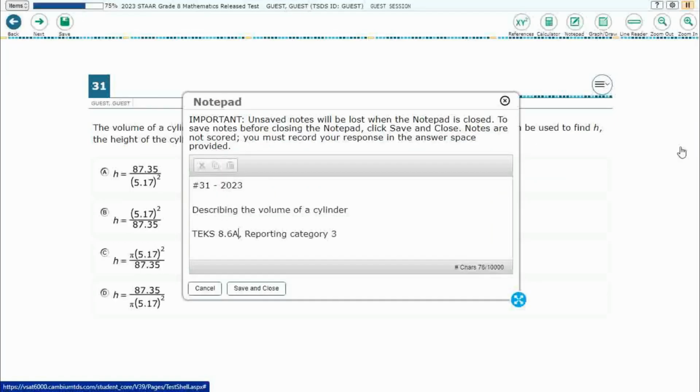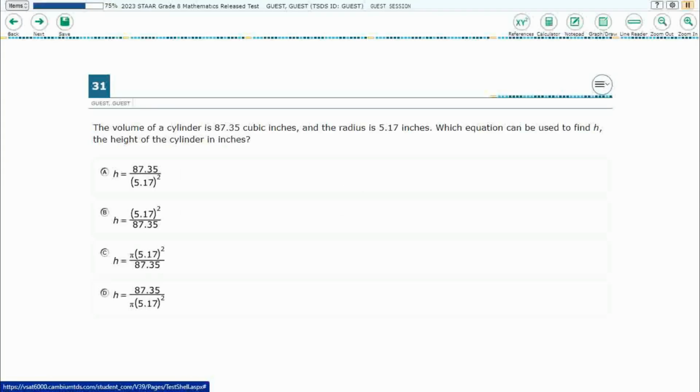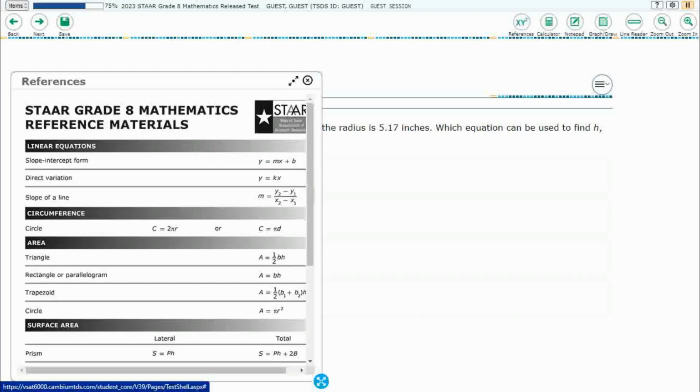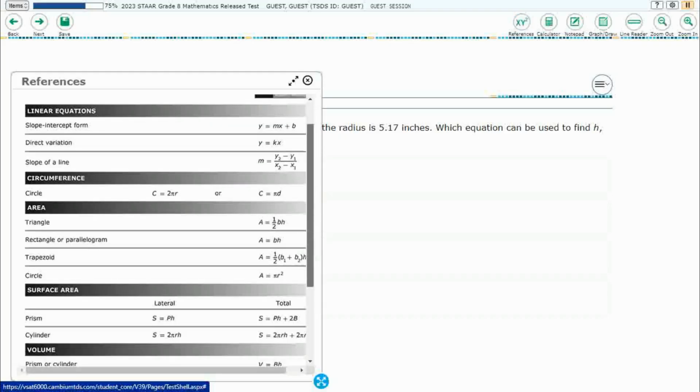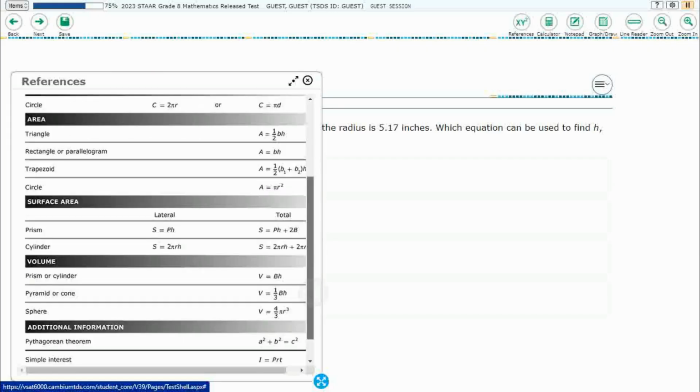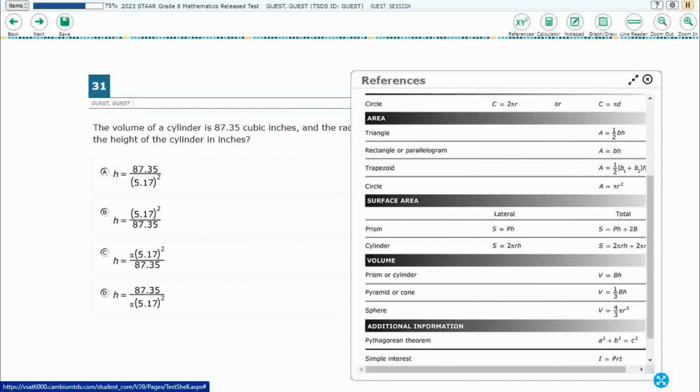For number 31, we are describing the volume of a cylinder. This is TEKS 8.6a in reporting category 3. We have this descriptive statement stating the volume of a cylinder is 87.35 cubic inches. They give us the radius, so we need to find an equation used to find h, the height. Let's open up our reference material because we don't need to guess what the volume of a cylinder needs to use. We've got that V equals BH. So we can start with that.